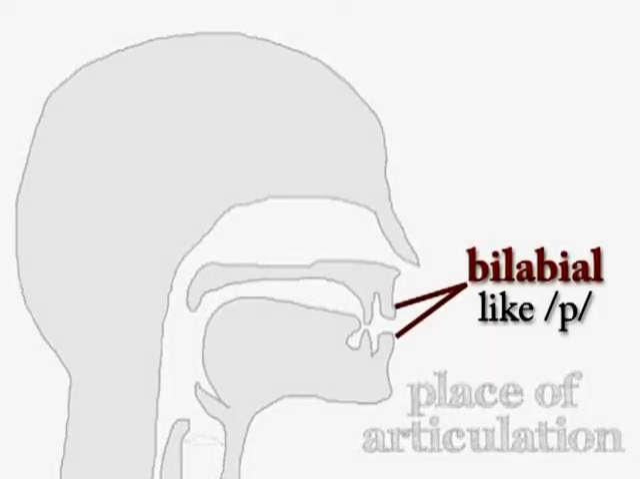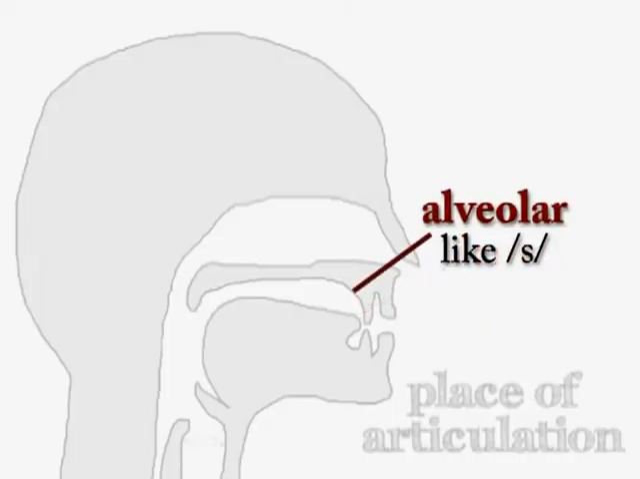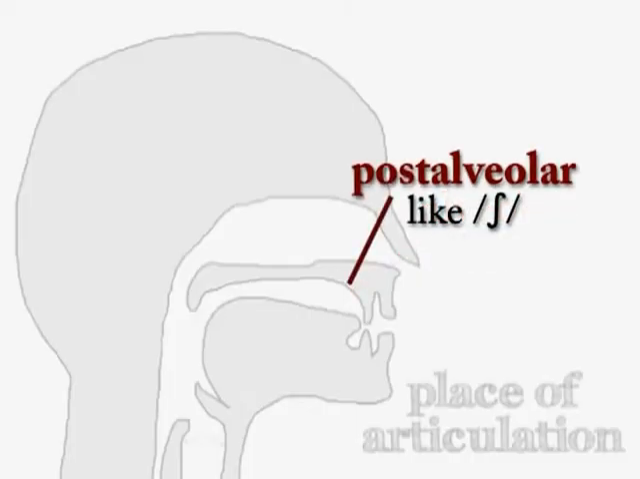If it involves both of your lips, like the sound P, that's going to be a bilabial sound. Bilabial meaning both lips. If it involves your tongue against your upper teeth, that's going to be a dental sound, like th. If you place your tongue against the back of the gum ridge above your upper teeth, that's an alveolar sound, like s.